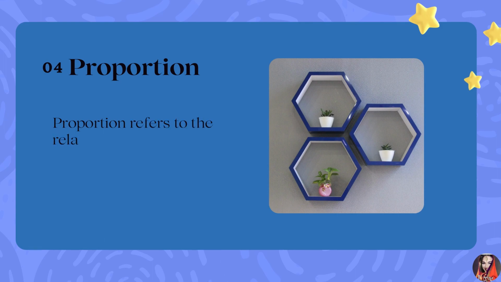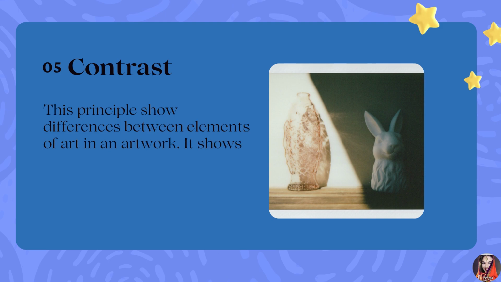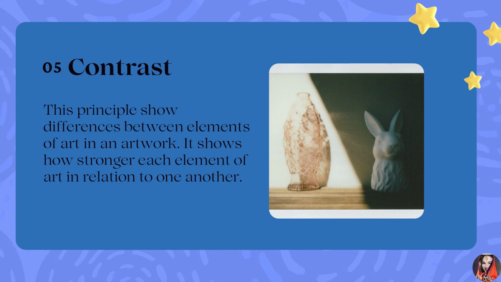Number 4 is proportion. Proportion refers to the relationships to the size of an object in a body of work. Number 5 is contrast. This principle shows differences between elements of art in an artwork. It shows how strong each element of art is in relation to one another.